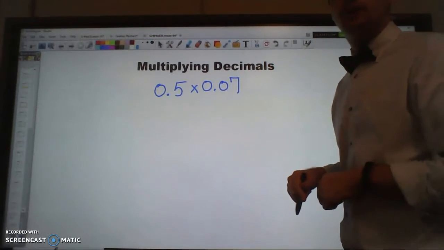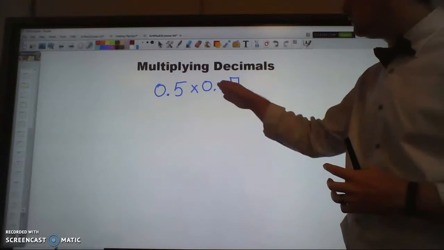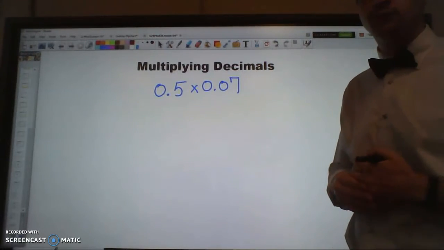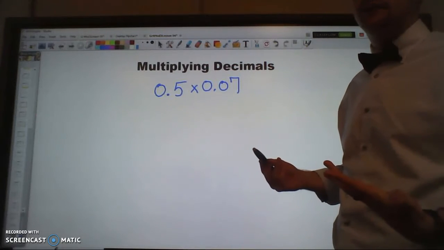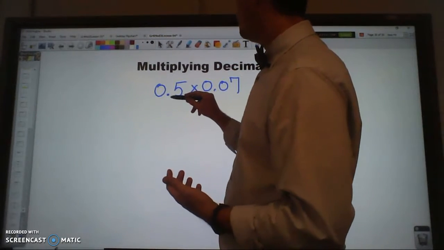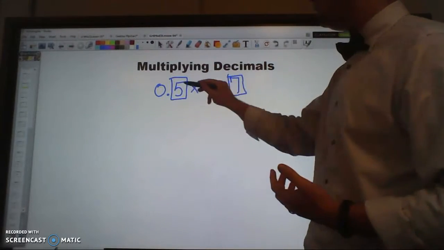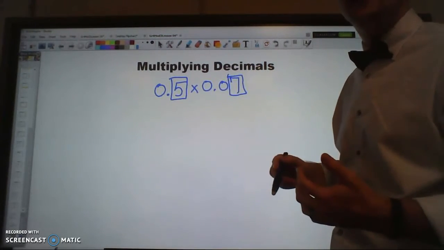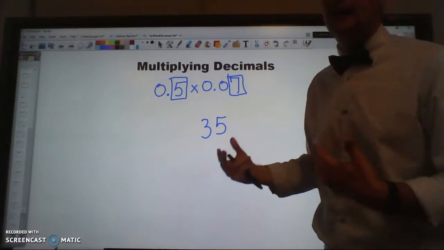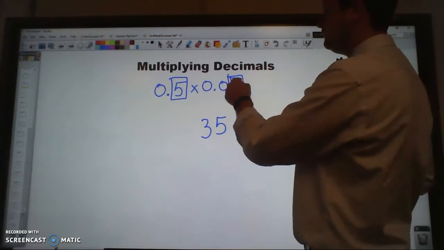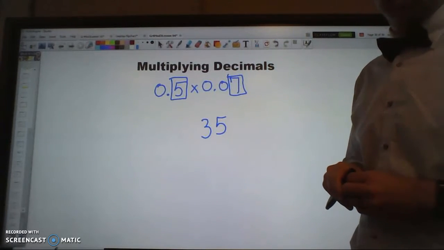All right. So because there's only 2 digits here that we're actually going to multiply, all of these are a bunch of zeros, right? We're going to just do our basic fact. So if you want to box the 5 and the 7. Well, what's 5 times 7? Well, that's easy. That's 35. Now, our answer is not 35 because it's not 5 times 7. It's 5 tenths times 7 hundredths.